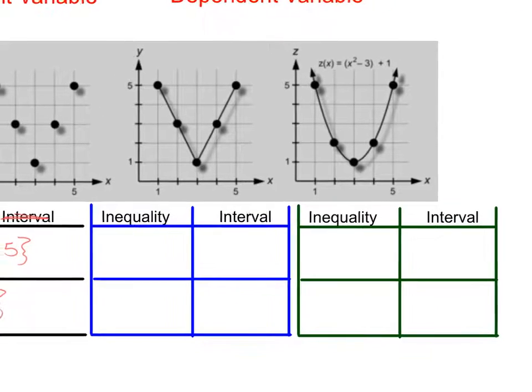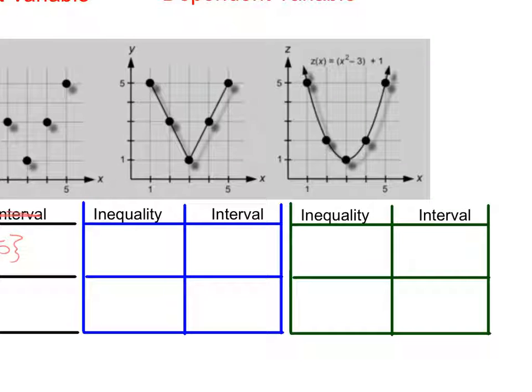Now, let's get to ones that are a little bit more like what we will probably be dealing with. Okay? And also look at both inequality and interval notation. So, how would you describe the domain here? What can X be in this example right here? Anything from 1 to 5. So as an inequality, we would simply say X is greater than or equal to 1, but less than or equal to 5. Okay?